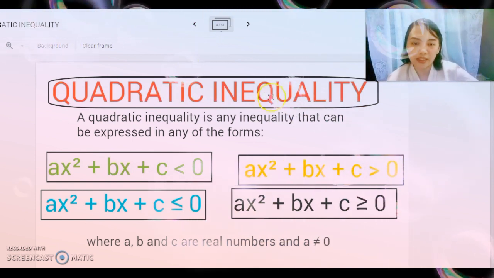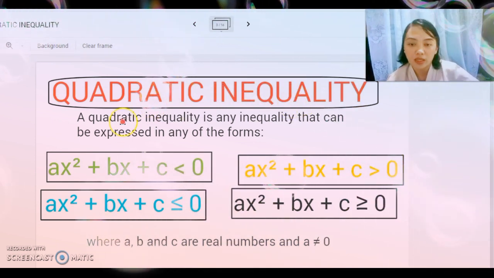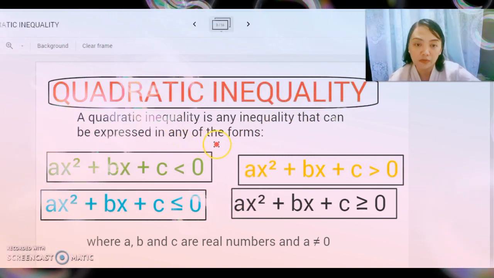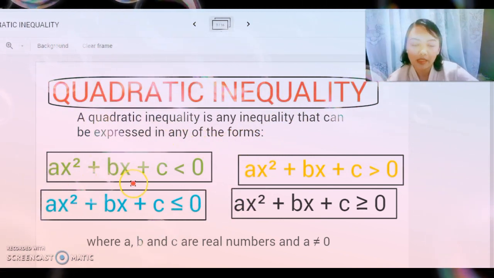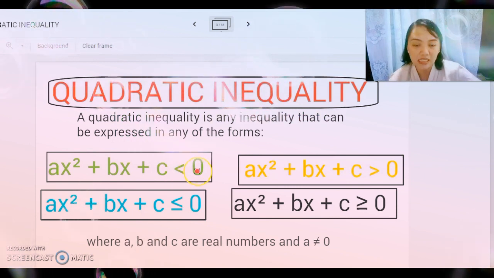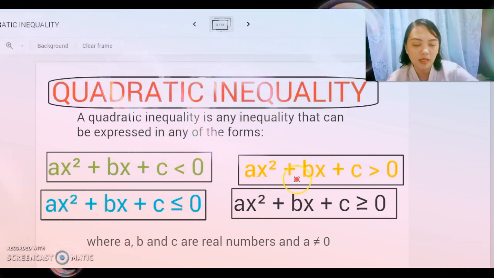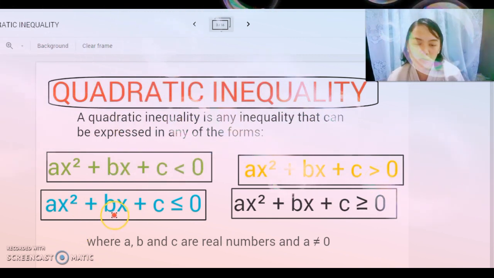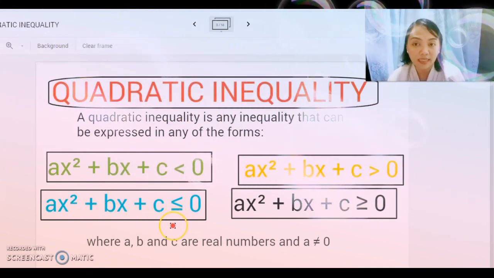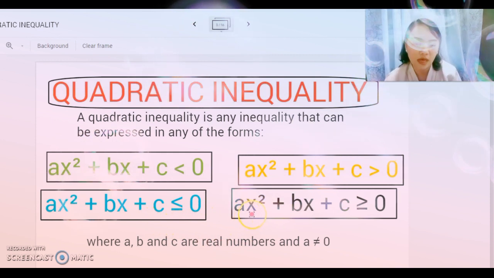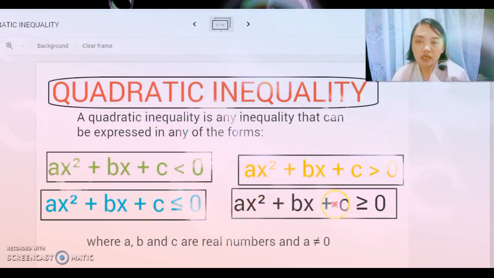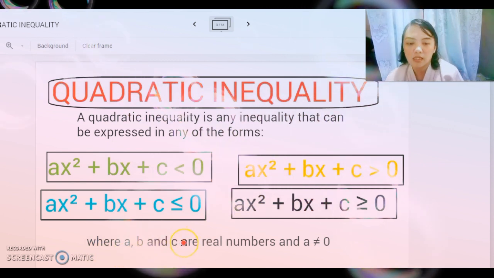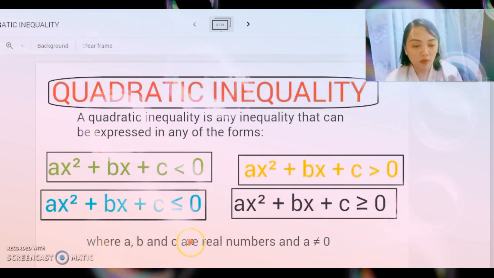So, our topic for today is about quadratic inequality. So, a quadratic inequality is any inequality that can be expressed in any of the forms. So, ax squared plus bx plus c is less than 0. Ax squared plus bx plus c is greater than 0. The other one is ax squared plus bx plus c is less than or equal to 0. And last, we have ax squared plus bx plus c is greater than or equal to 0. Where a, b, and c are real numbers and a must not be equal to 0.